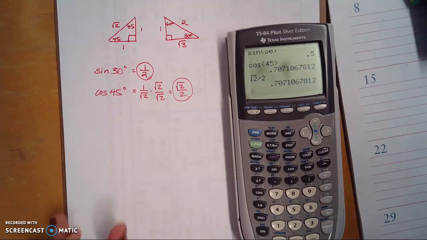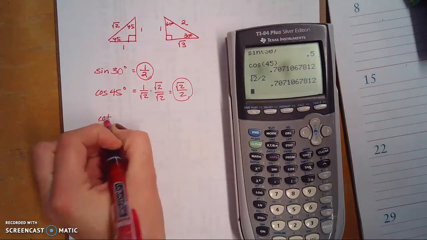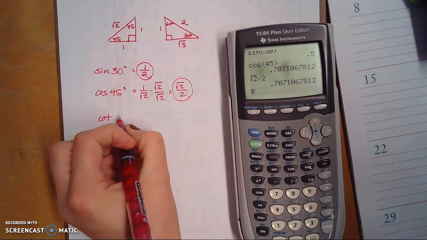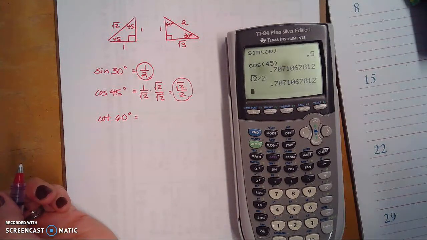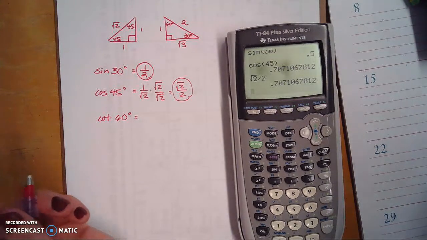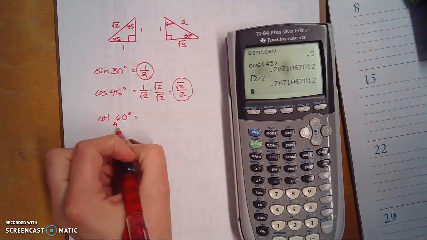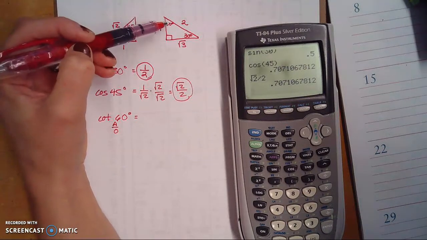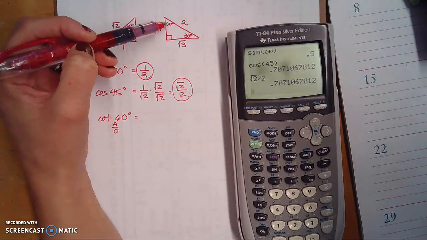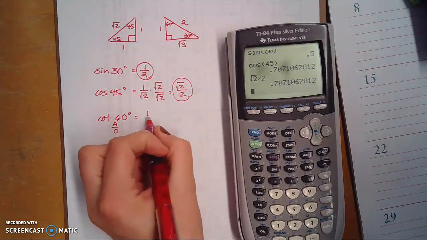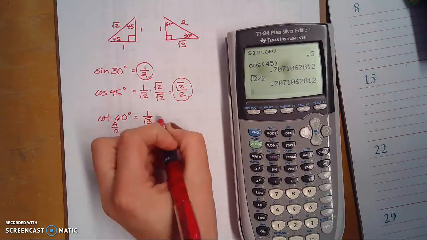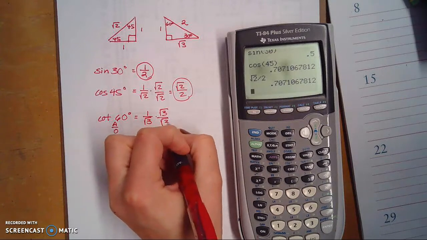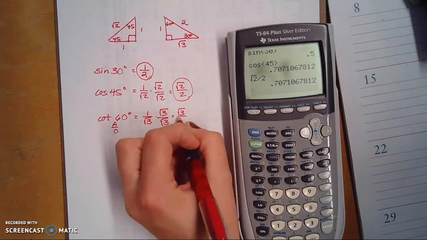Let's do another example here. Let's say that we want to find the cotangent of 60 degrees. Well, cotangent is the reciprocal of tangent. We know tangent is the opposite over the adjacent, which means that cotangent is going to be the adjacent over the opposite. So 60 degrees is my theta. I need the adjacent, that's going to be 1. That's going to be divided by the opposite, which is root 3. I'm going to multiply to get rid of the radical in the denominator, and we're looking at root 3 over 3.